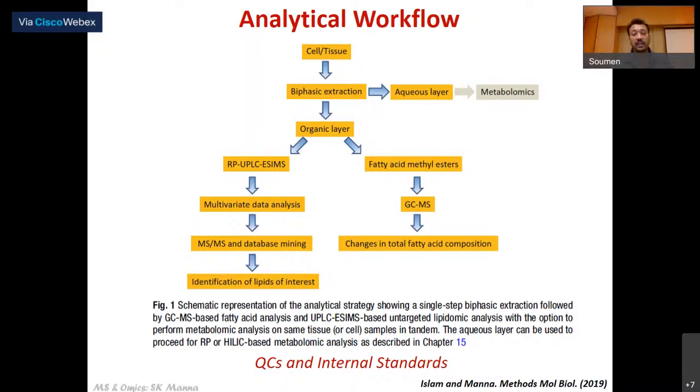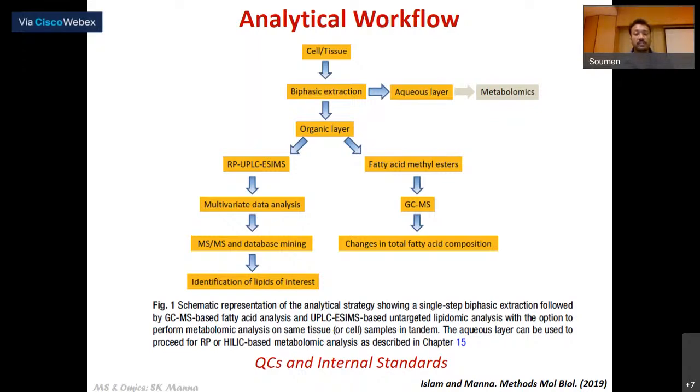Many kinds of lipids, as you have seen, for example, the glycerophosphocholine kind of lipid is very easy to ionize. In fact, they have a resident charge on the trimethylamine at the end of choline. So therefore, it is very easy to get them ionized and analyzed as a positively charged species.